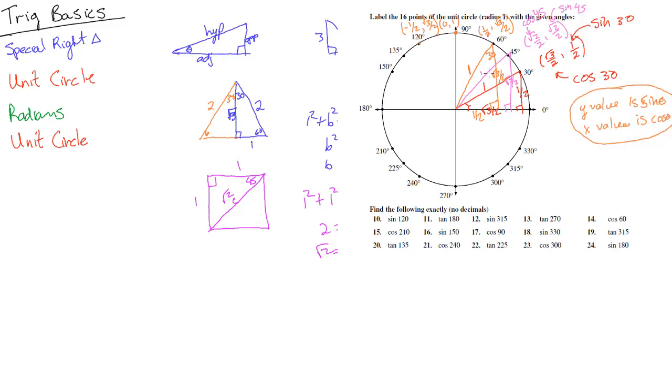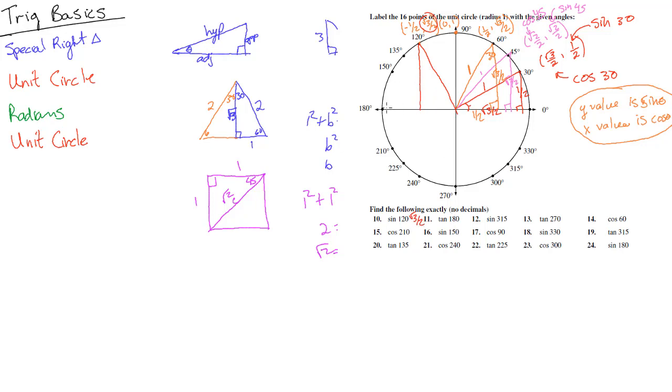And so we can find these values based on this 30, 60, 90, and 45, 45, 90 triangle. So let's try a couple of these so you can see how it works and make sure you're good with that. So the sine of 120, 120 is right up here. We're at a 30, 60, 90 triangle, and the sine would be the y value, so square root of 3 over 2.